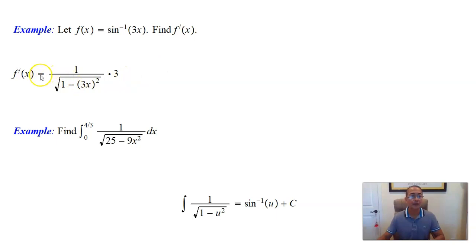Okay, so of course we can simplify this a little bit. We can put 3 in the numerator and we can expand this square. So it looks a little bit better if we write it as 9x squared.